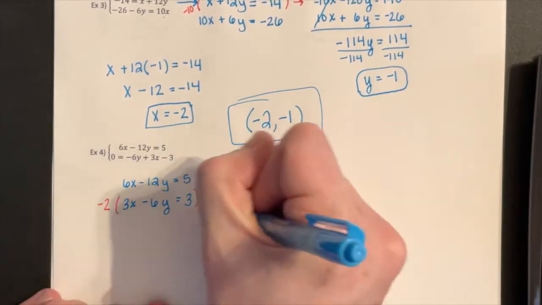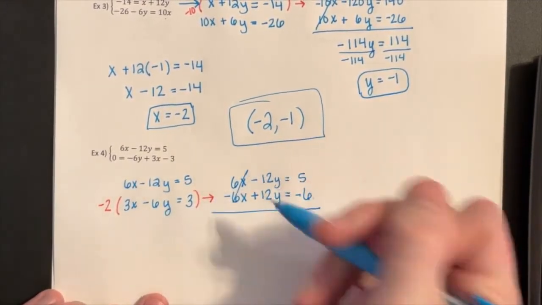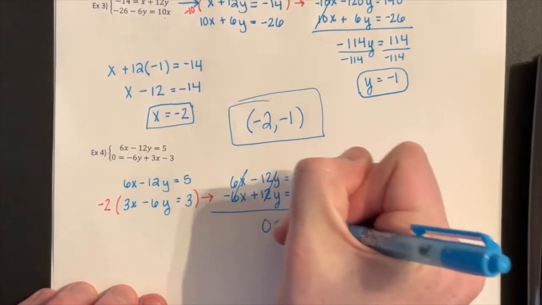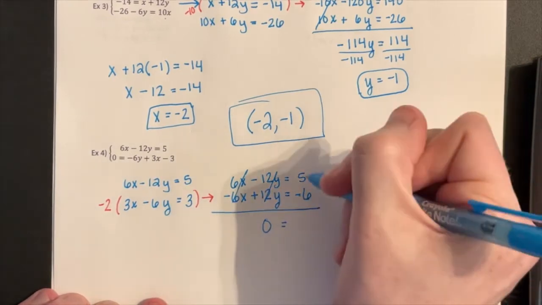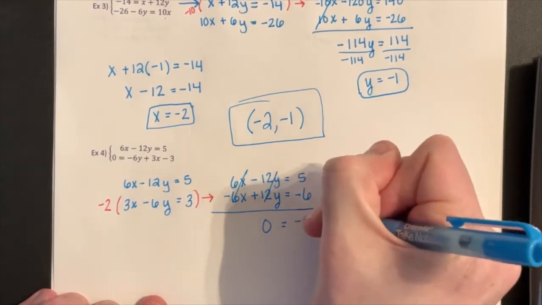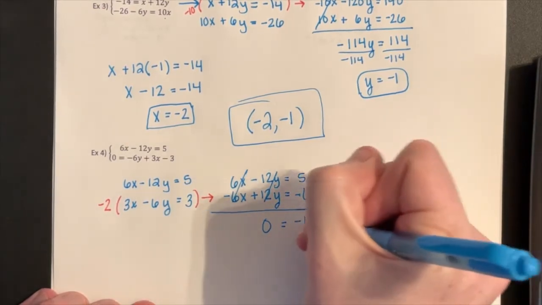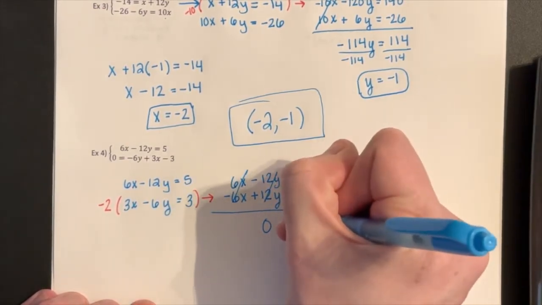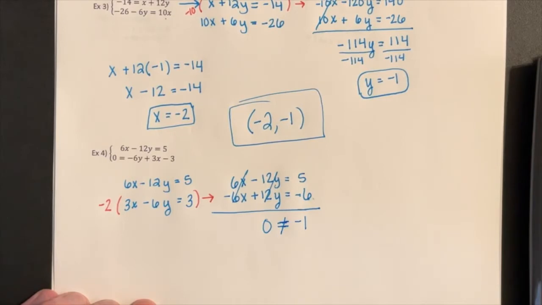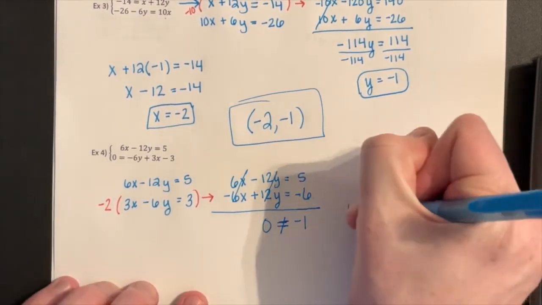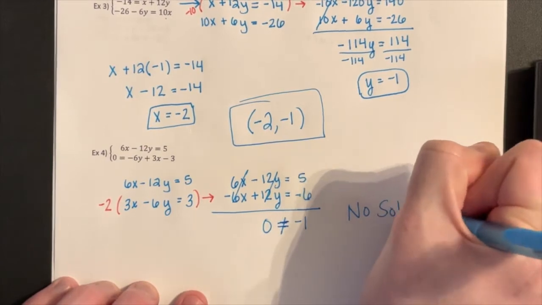What we see when we add straight down is that the x's cancel out, but so do the y's. So we get down to 0 equals, and then 5 minus 6 is negative 1. Well, 0 does not equal negative 1. This is not true. We can write not equal to. So we got down to where all of the variables have eliminated. We have no solution.